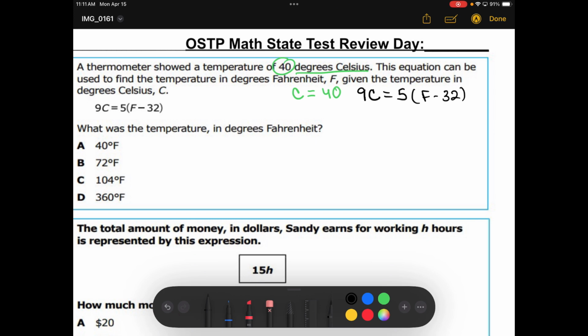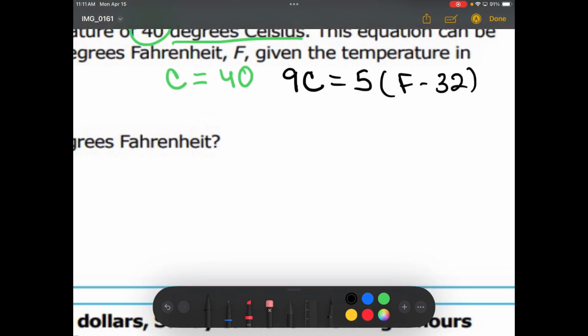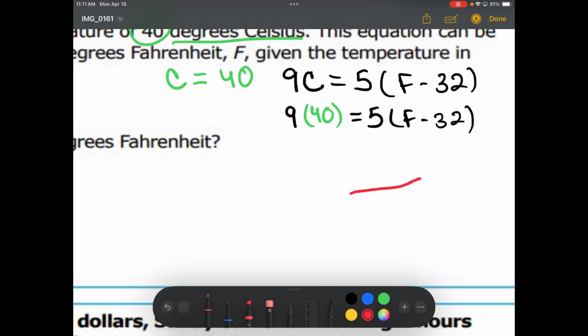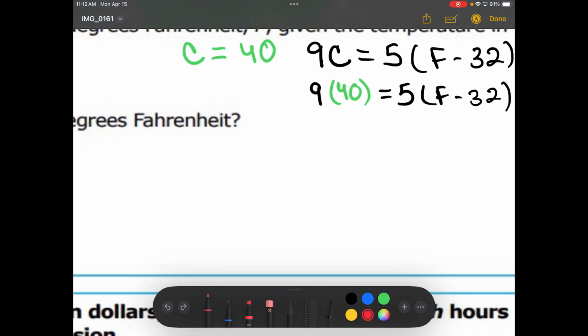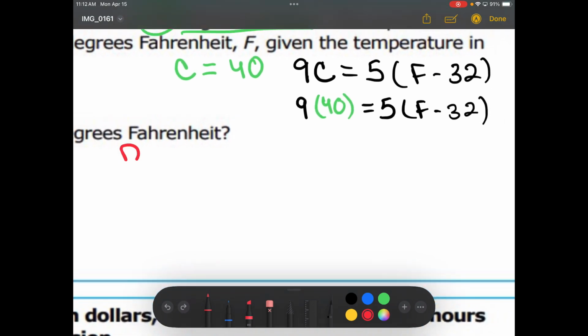Plug it in. We're going to substitute. So I'm going to plug in. I have 9 times 40 equals 5 times F minus 32. Now, this is a multi-step equation. And I wonder if you guys remember what we use for multi-step equations.